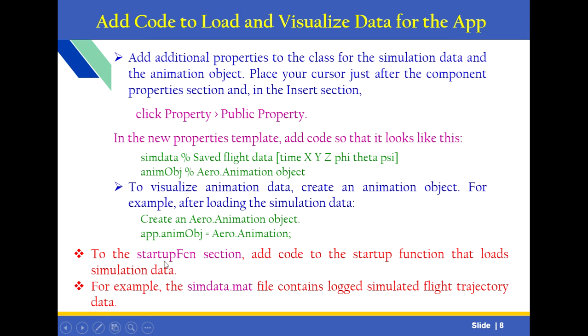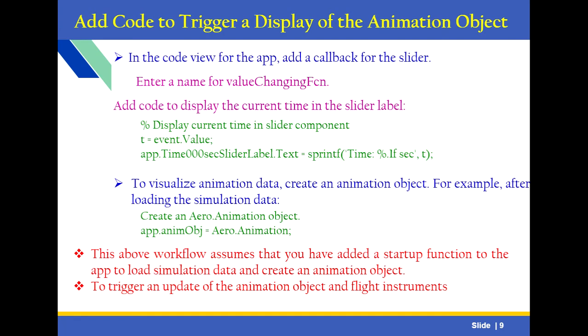In the startup function section, add code to the startup function that loads simulation data. For example, the simdata.mat file contains logged simulated flight trajectory data. Then second, you have to trigger a display of the animation section. This is a command to display the current slider level. Then this is a command used to visualize your animation project. For example, after loading this, you get the animation data. These workflows assume that you have added a startup function to your app to load simulation data and create an animation project.